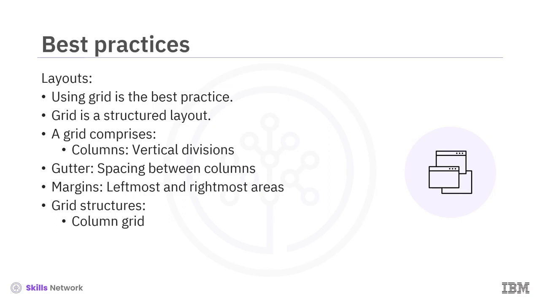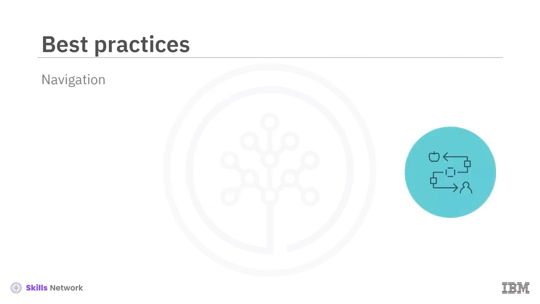The column grid uses columns to divide a page. A modular grid includes columns but also adds rows. Lastly, a hierarchical grid is made up of columns, rows, and modules that expand in size to organize elements according to their importance. The next component is navigation.